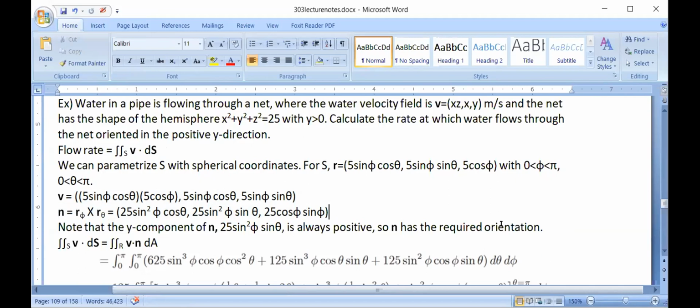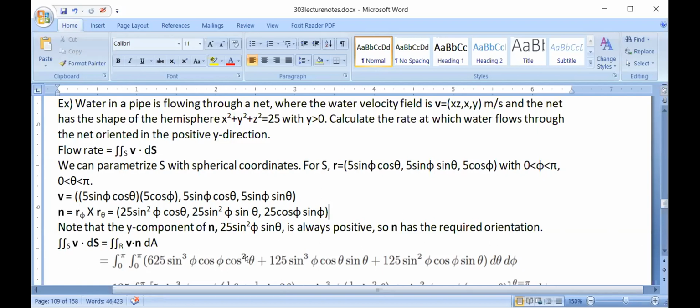And again, all boundaries are constants. Theta goes from 0 to pi, phi goes from 0 to pi. You could do it in any order. Here I did it d theta d phi. And I just need to calculate. So first doing the d theta integral.